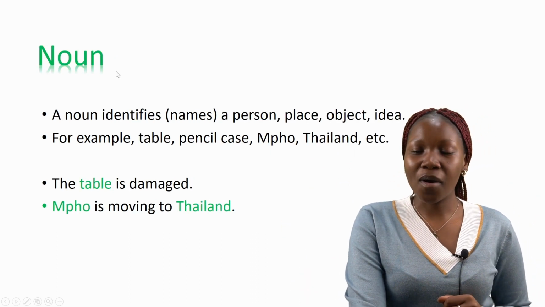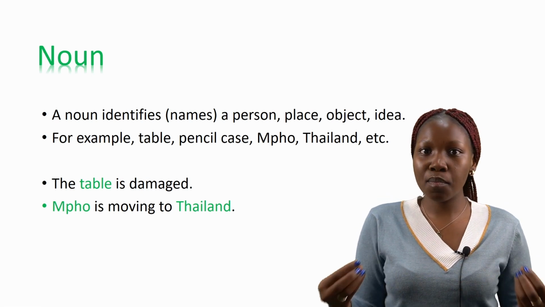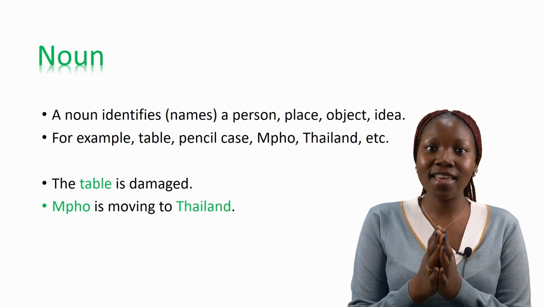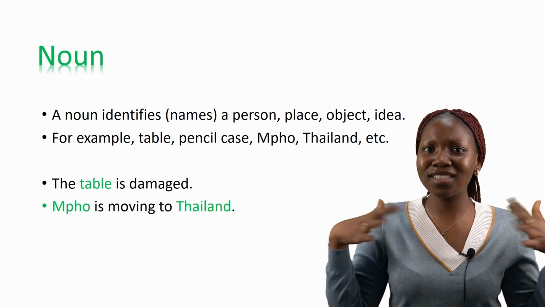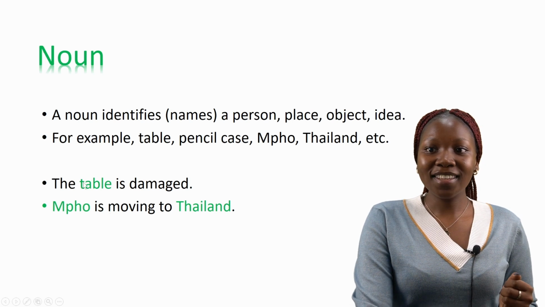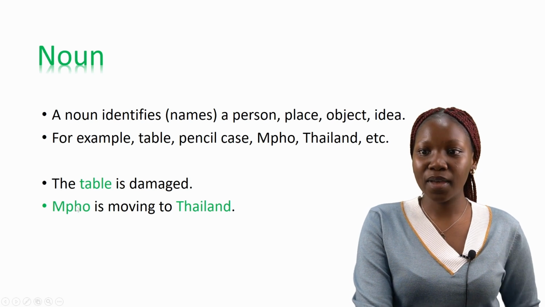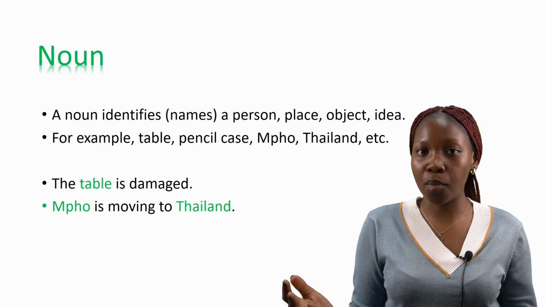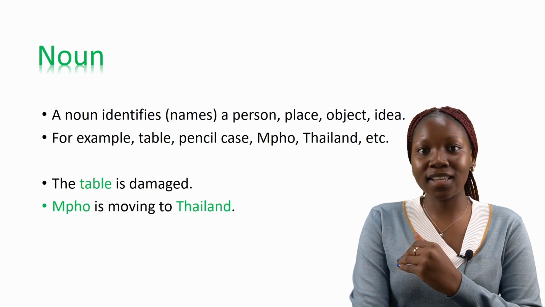Let's move on. What is a noun? A noun identifies or names a person, place, an object, or an idea. We have different types of nouns which we will look at in the next coming videos. For example, here we have table, pencil case, Mpo, Thailand as nouns. The table is damaged. The noun here in the sentence is table. Mpo is moving to Thailand. In this sentence, we have 2 nouns, and these nouns are proper nouns. They are the names. So Mpo is the name of a person, and Thailand is the name of a country.